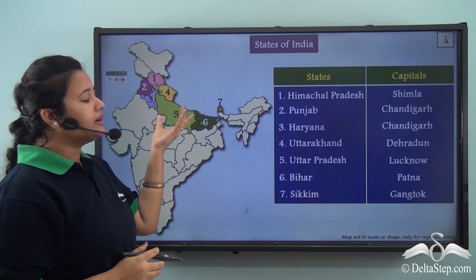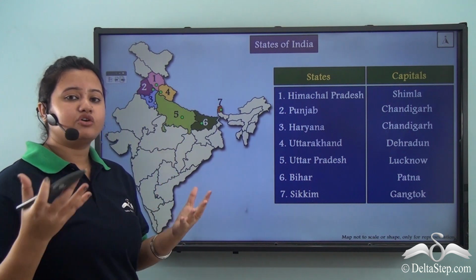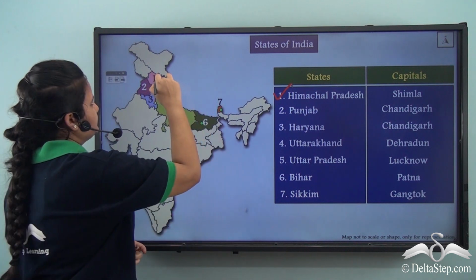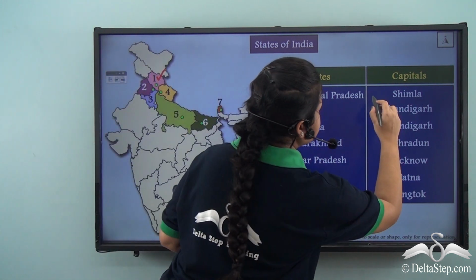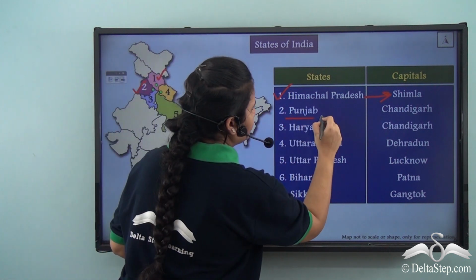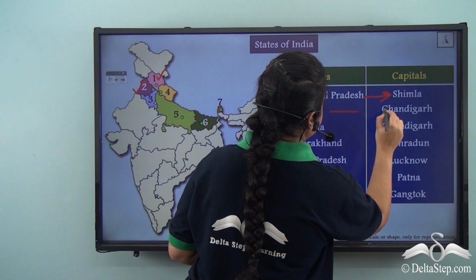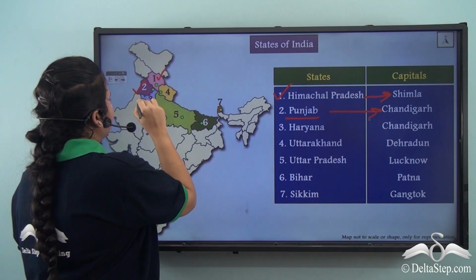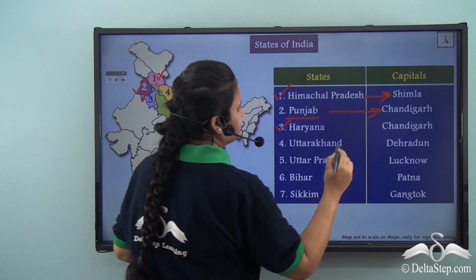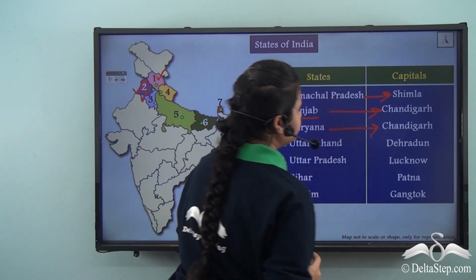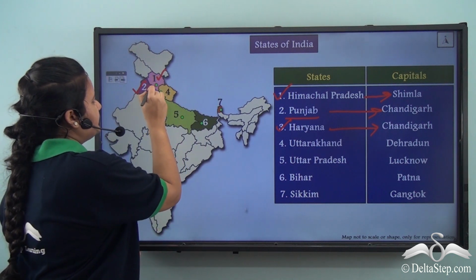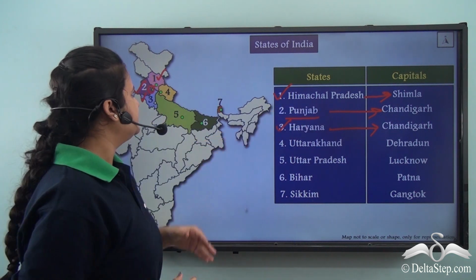Well, the northern part of the country comprises states, namely Himachal Pradesh, with its capital at Shimla. Then we have Punjab with its capital at Chandigarh. To the south of Punjab, we have Haryana with its capital also at Chandigarh. Thus, Punjab and Haryana share the same capital, which is Chandigarh.